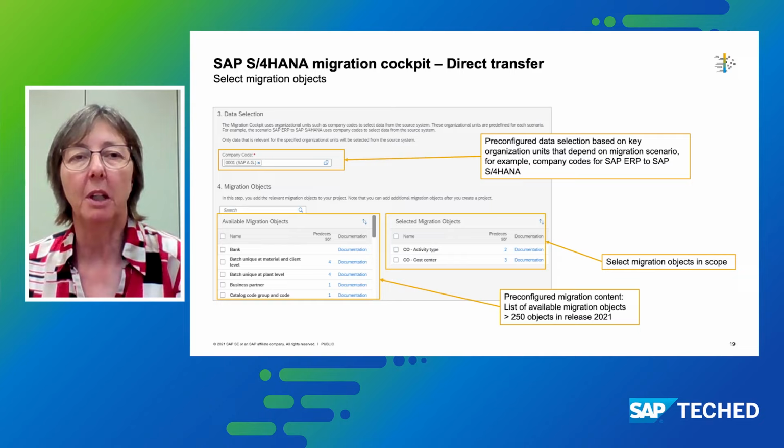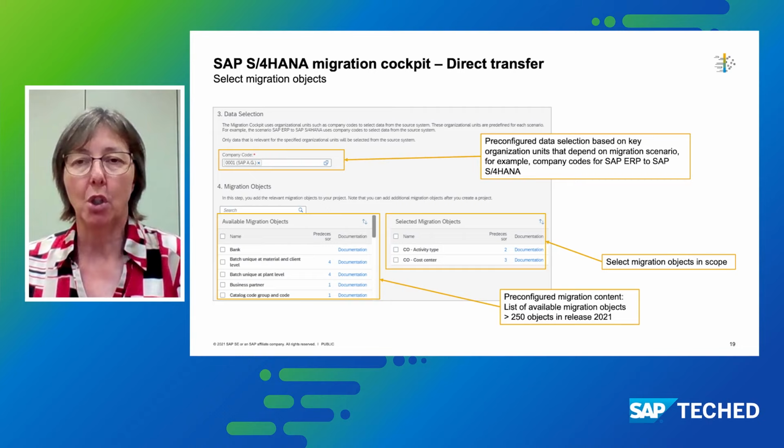And also on the screen, you see all these predefined migration objects. And you can just pick what you want to use. And I already want to mention at this point in time that, of course, you can adapt these pre-delivered objects, or you can even create own objects. And this you do by going to the modeling environment.